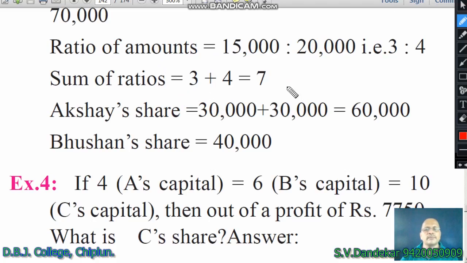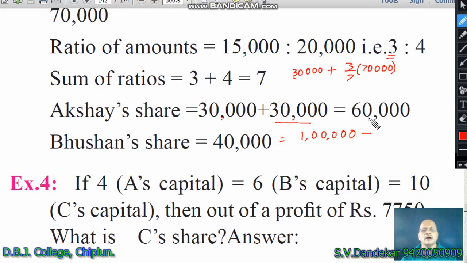So Akshay's share is 30,000 initially for managing the business, plus his share of 3 parts out of 7 parts into 70,000. This works out to be 30,000. 30,000 plus 30,000 is 60,000. Bhushan's share is calculated by subtracting from 1 lakh. 1 lakh minus Akshay's share, that is 60,000. So Bhushan's share is rupees 40,000.